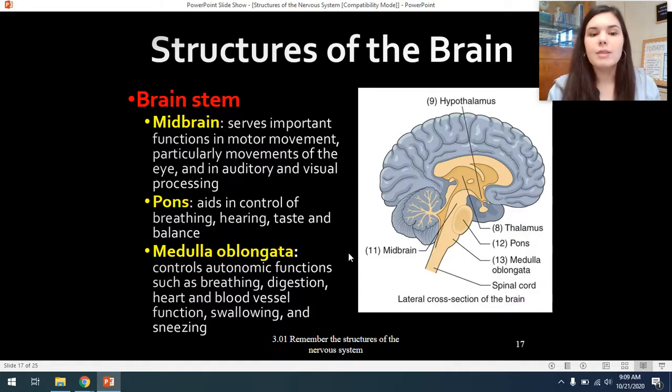The pons helps to aid in the control of your breathing, hearing, taste, and balance. And then your medulla oblongata controls a lot of autonomic functions such as breathing, digestion, heart and blood vessel functions, swallowing, and sneezing.